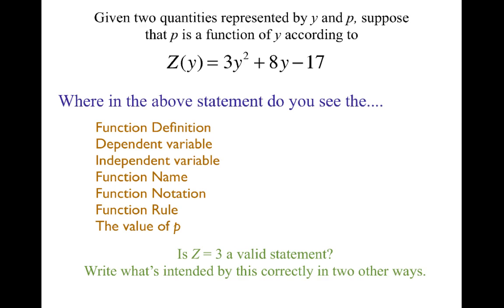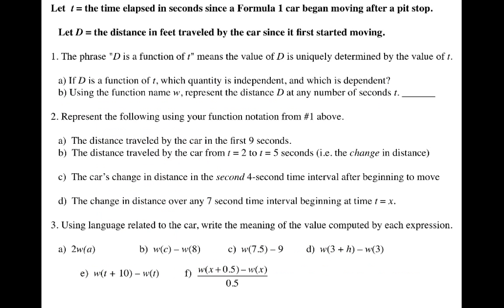Okay, so we want to work on this. Don't try to copy all this down, just your responses. You can look at the video later. Let t equal the time elapsed in seconds since a race car began moving after a pit stop. d is the distance in feet traveled by the car since it first started moving. So we want to think of the relationship of d as a function of t. The distance from the pit stop is a function of time since being at the pit stop.